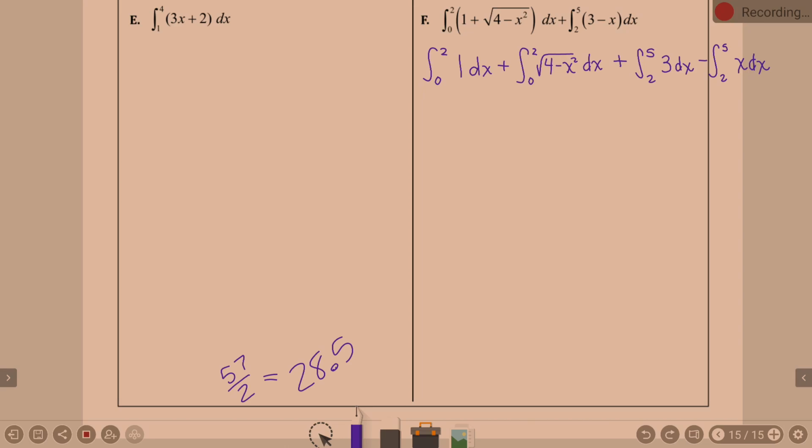Think about the rules we've learned. The integral from 0 to 2 of 1 dx. 1 times 2 minus 0. We don't have to draw a picture at all, right? It's the integral of a constant. The integral of a constant is the constant times upper minus lower. So 1 times 2 minus 0 is going to give that piece a 2.